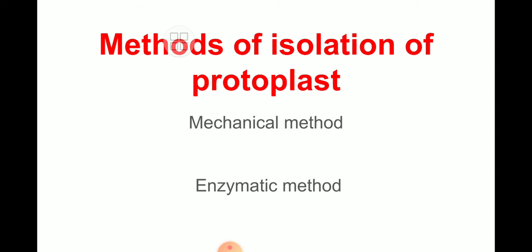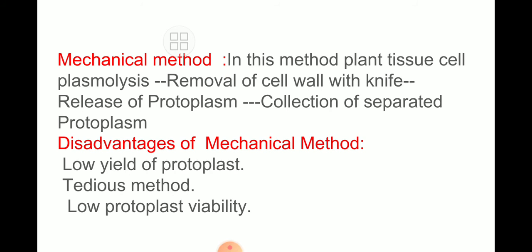Enzymatic method means here we have to use enzymes. Which enzymes we have to use and how to isolate, we will learn in this unit, in this lecture. In the mechanical method, plant tissue cell plasmolysis takes place, isn't it? Then removal of the cell wall with a knife, only the cell wall, release of the protoplasm, and collection of the separated protoplasm. So we get the protoplast.